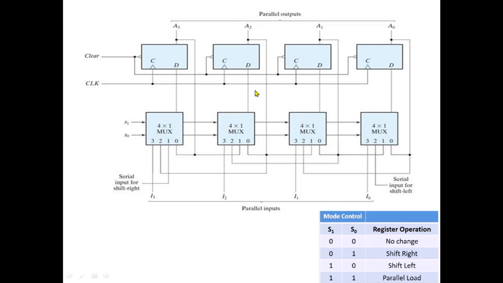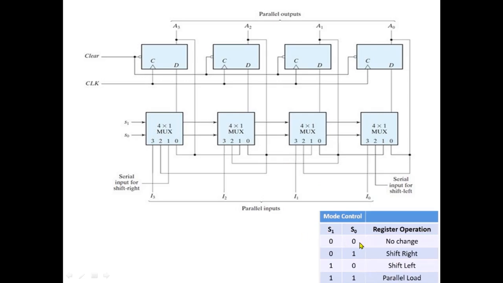Let us see the working of this universal shift register and the connections of this circuit to perform these operations. It can operate in these modes, and you have to set the selection lines of the multiplexers as 00, 01, 10, 11 to get the no change, shift right, shift left, and parallel load operations. Suppose you take the 00 operation, there is no change, it acts as a memory element.